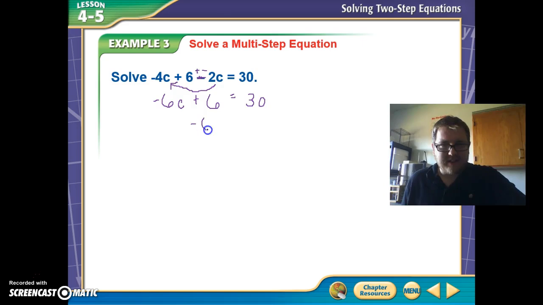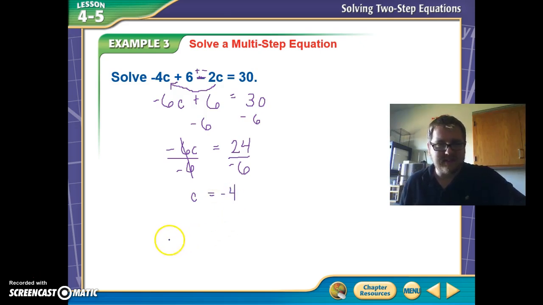So let's subtract 6 from each side. We get negative 6c equals 30 minus 6, which is 24. And let's divide both sides by negative 6. And we're going to get c on this side because the negative 6 cancel out. We're going to get negative 4 on this side.